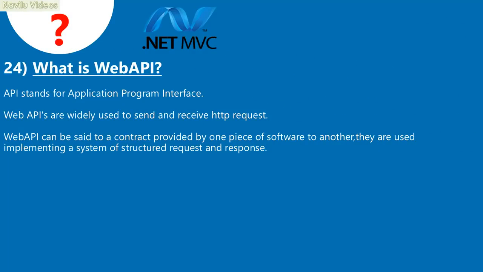24. What is Web API? API stands for Application Program Interface. Web APIs are widely used to send and receive HTTP requests. A Web API can be seen as a contract provided by one piece of software to another, implementing a system of structured request and response.